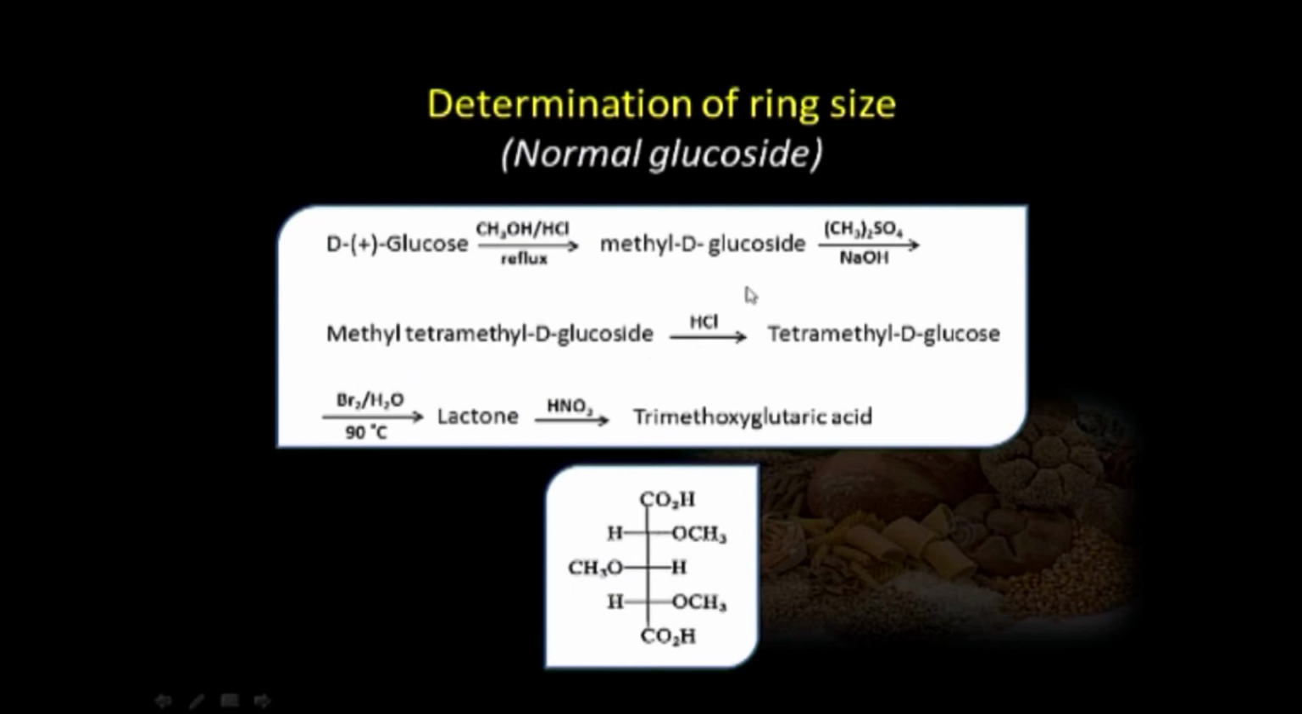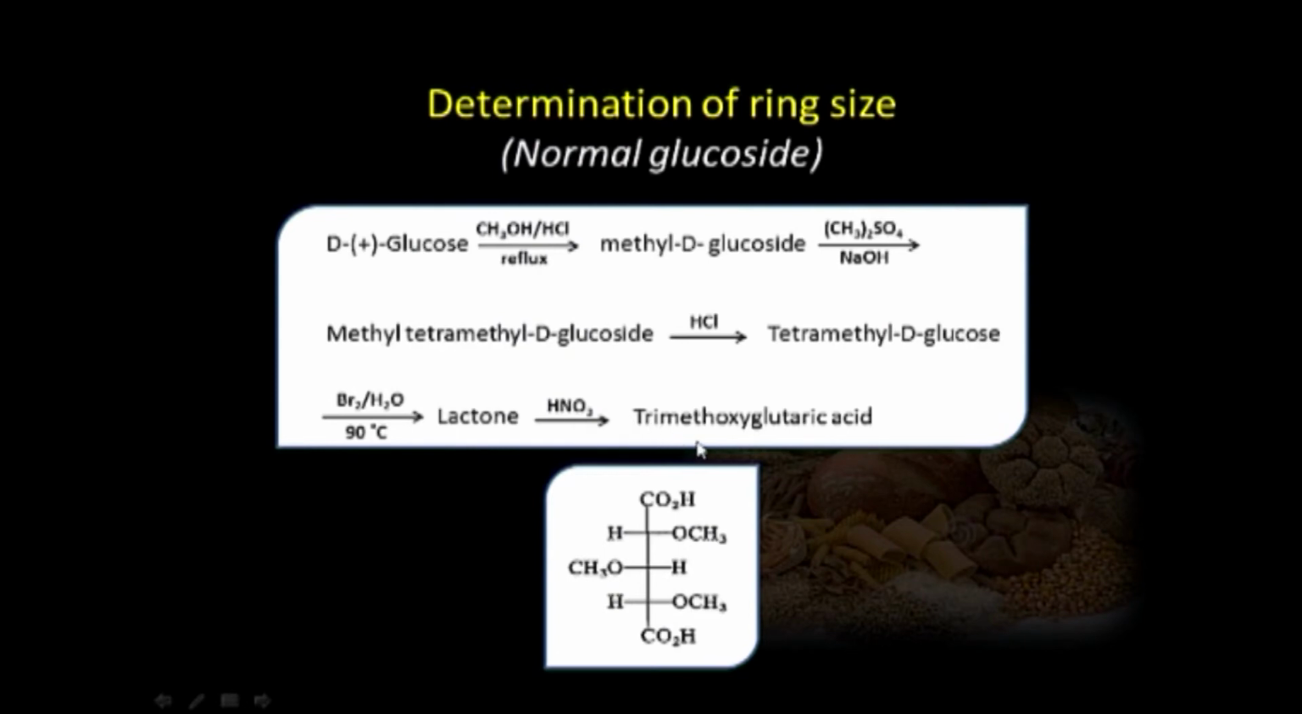Then it is hydrolyzed with HCl. Now, what happens on treatment with HCl? Wherever the acetal bond is formed, there the hydrolysis occurs and we get back the hemiacetal type of structures. So, we got a tetramethyl D glucose. Then it was oxidized with bromine, and what does bromine do? It oxidizes the aldehyde group into carboxyl group, and at about 90 degrees Celsius it forms a lactone. Lactones, you know, are cyclic esters, meaning the carboxyl group and hydroxyl group of the same chain are involved, and it was then oxidized with nitric acid.